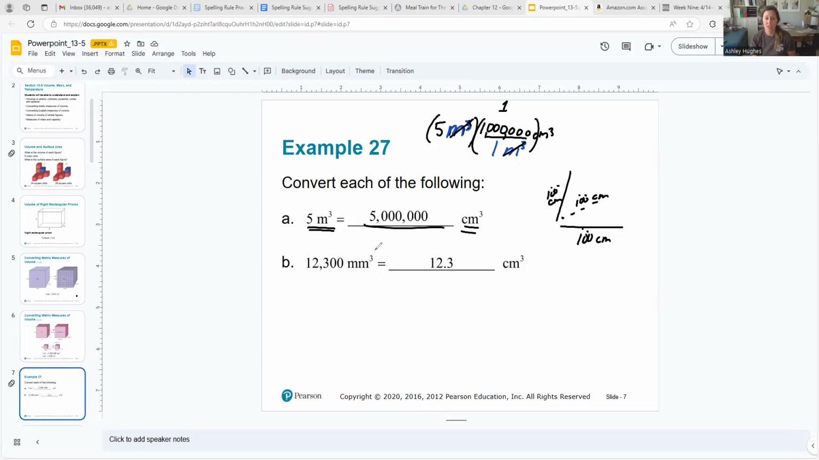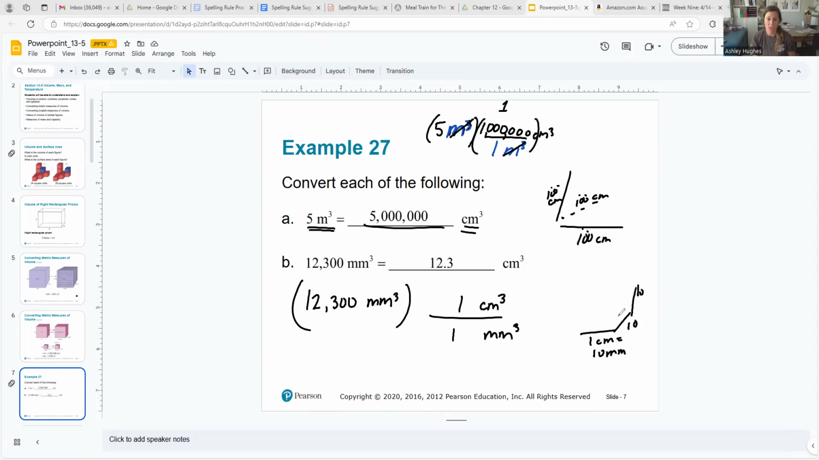Here, similar, except we're going to do millimeters. Okay, so I'm going to put my millimeters on the bottom, and I have to think about this. So 1 centimeter has how many millimeters? 1 centimeter is equal to 10 millimeters. So if I had 10 by 10 by 10, that's not 30, I added on accident, it's 10 times 10 times 10. That's 1 with 3 zeros or 1,000.